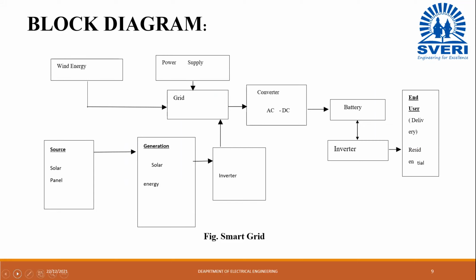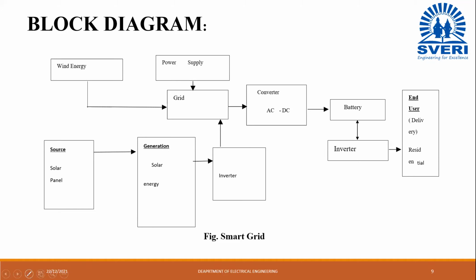Here is the block diagram of the smart grid. If we look at the traditional grid block diagram, there is only one-way communication. Here we combine multiple sources like wind energy, power supply, and solar energy. Solar energy is converted by using an inverter and combined in the grid. Then in the grid there are multiple components like sensors, circuit breaker, transformer.